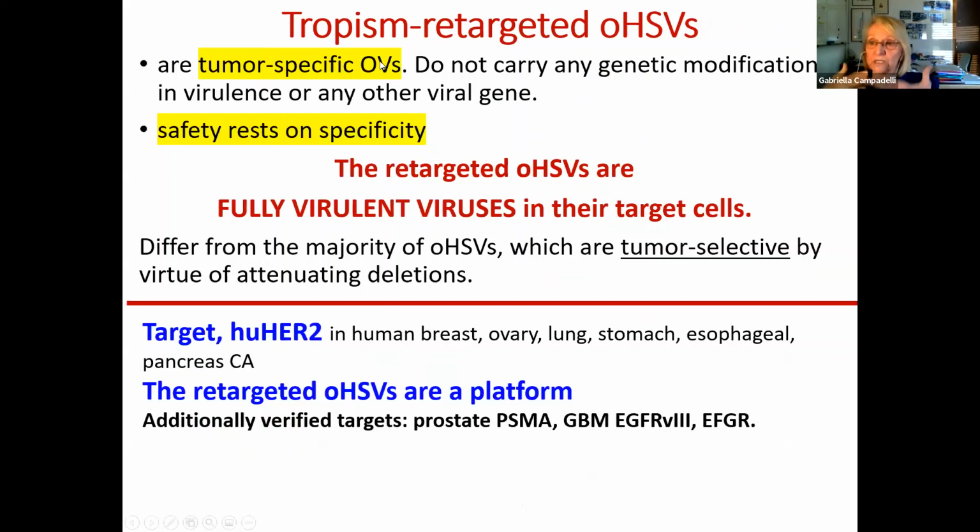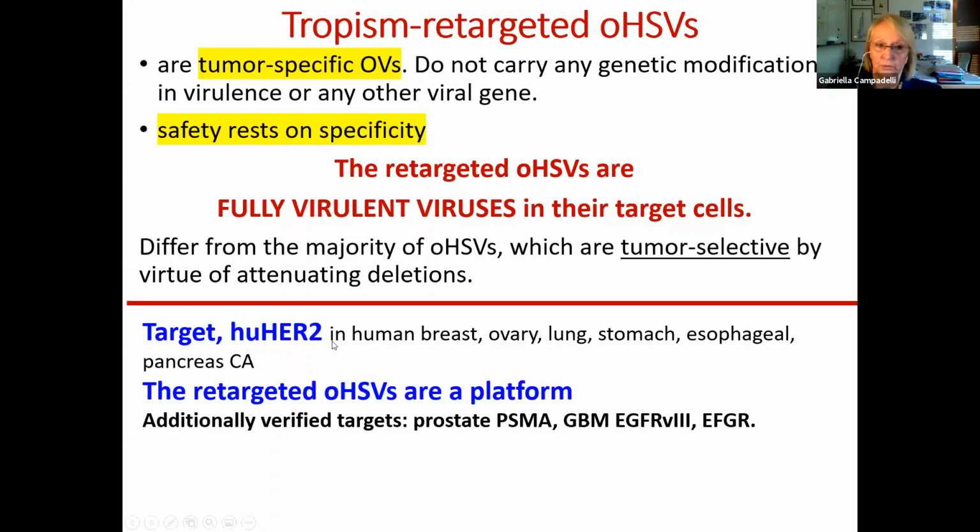Of course, they are tumor-specific to the extent that the molecule that we select is tumor-specific. But they do not carry any genetic modification in virulence or any other gene except the glycoprotein. The safety of these viruses rests on the specificity, not on the attenuation. And once these viruses infect the cancer cell, they are actually fully virulent viruses. So our design was to have a virus which in the cancer cell is really strong, robust, and whose safety relies on the specificity.